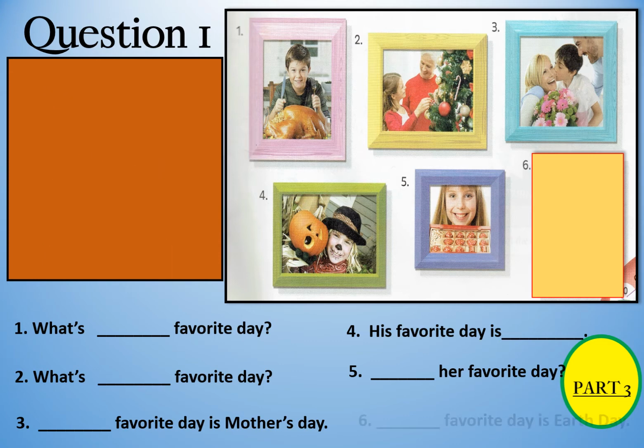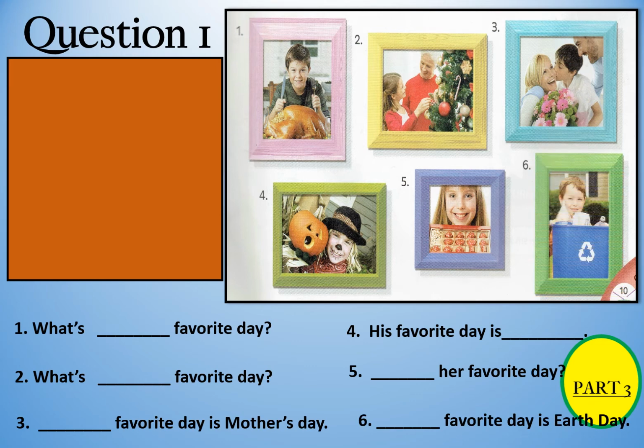Number 6. Favourite day is Earth Day. Look at the picture. Number 6. His favourite day is Earth Day. Her favourite day is Earth Day. Is it A or B? So you write on your paper 1, 2, 3, 4, 5, 6 and then the letter of the correct answer next to the number. Okay, let's move on.